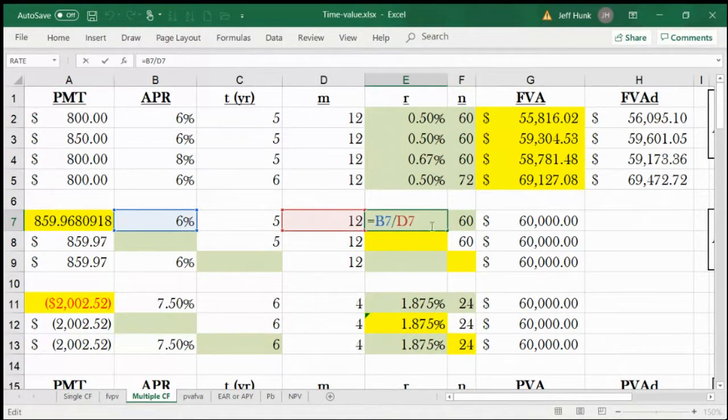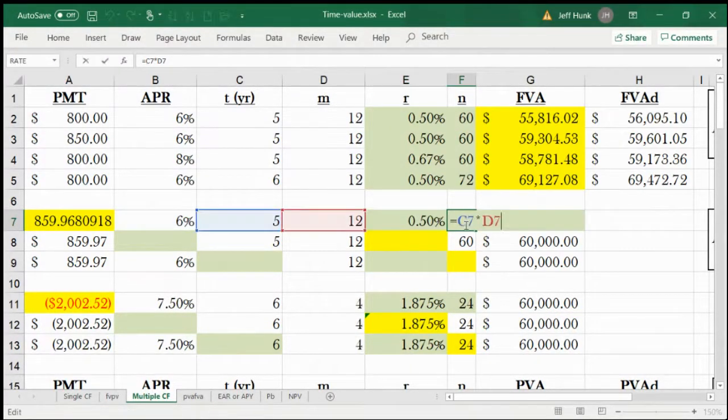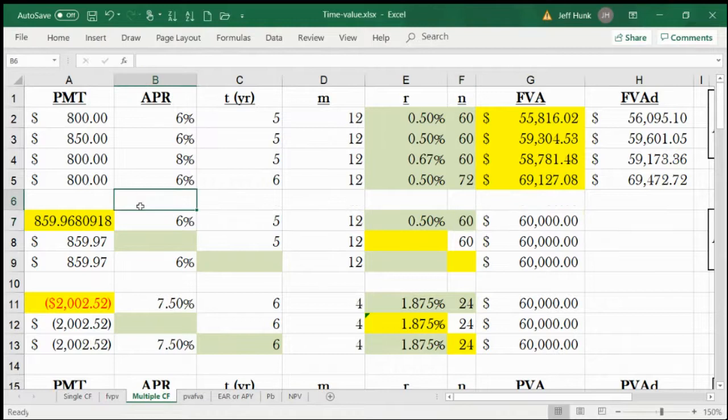So that's basically the formula being copied, right? Now we got this, but we got too many decimal places, right? We don't need too many decimals. And we're missing the dollar sign. This is, of course, $859.9968. So that's almost $860.